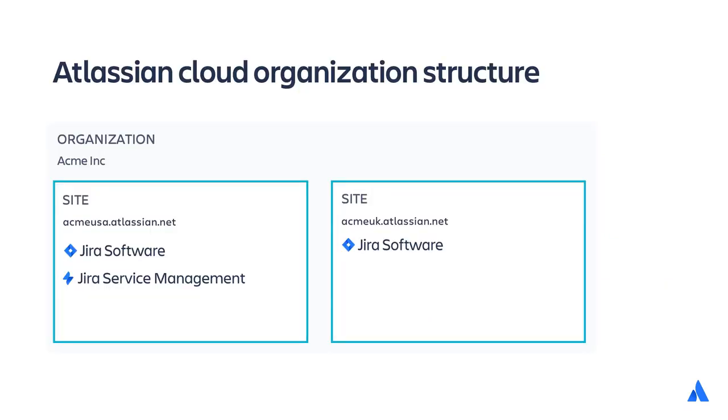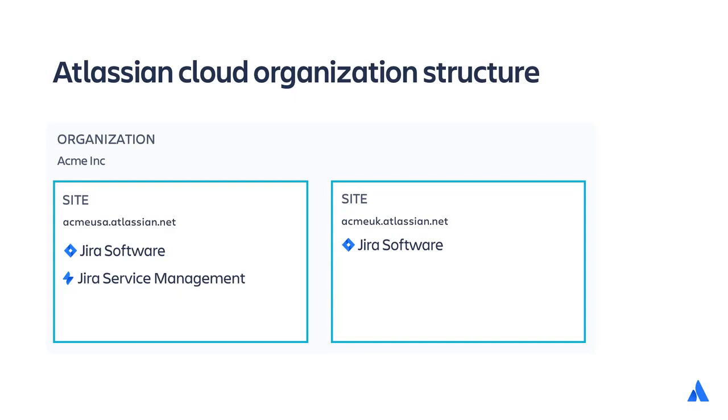We'll begin by looking at the structure of an Atlassian cloud organization. At the highest level, we have the organization. Acme Inc. is the organization in this example. Each organization can have one or more Atlassian cloud sites contained within it. You see that Acme Inc. has a site for Acme USA and a different site for Acme UK.